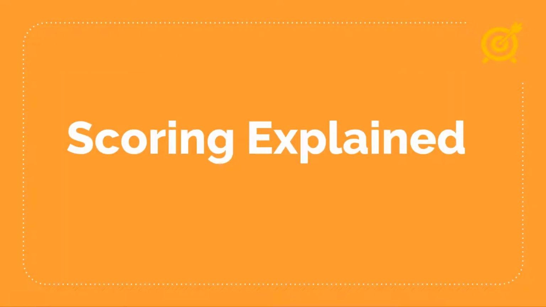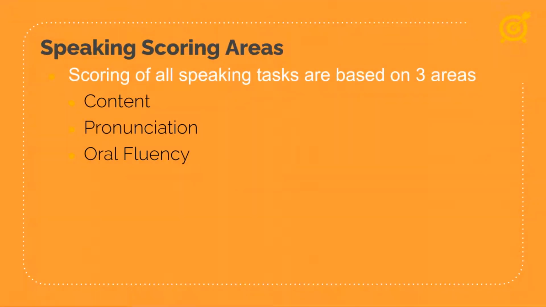Scoring. Let's now look into how this question is scored in detail. There are 3 areas that you are scored in this task: content, pronunciation, and oral fluency. We will now look into detail of each one of them. So let's start with content.